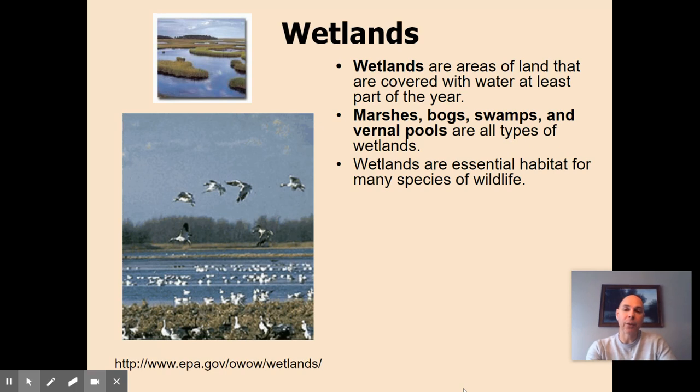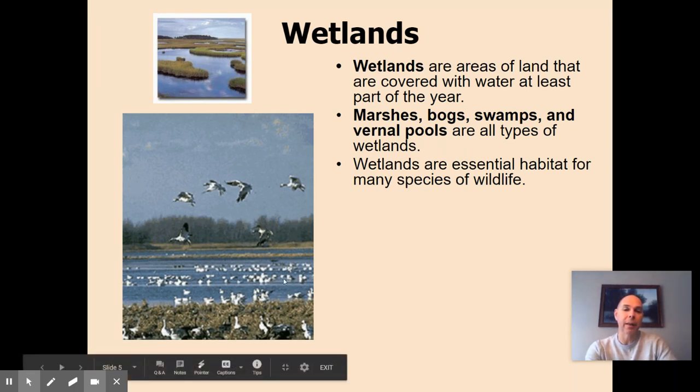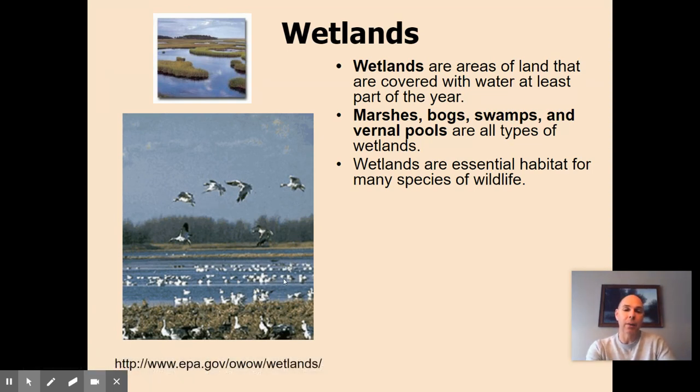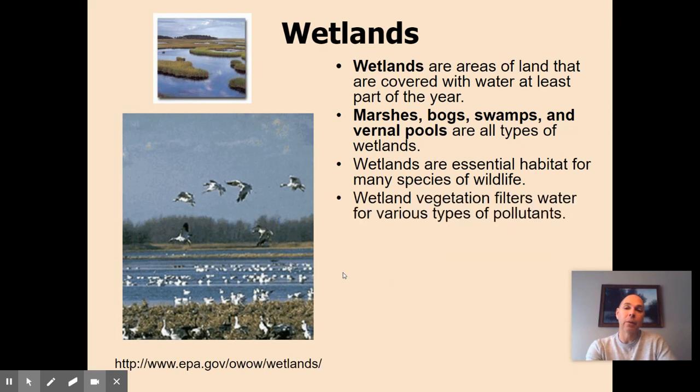Wetlands are essential and critical habitat for many species of wildlife. You can see the ducks beginning to land here in this wetland area. So we see that wetlands are breeding areas for many different types of duck species. And other animals, like fish species, will move into wetland areas to breed. So really critical for wildlife.